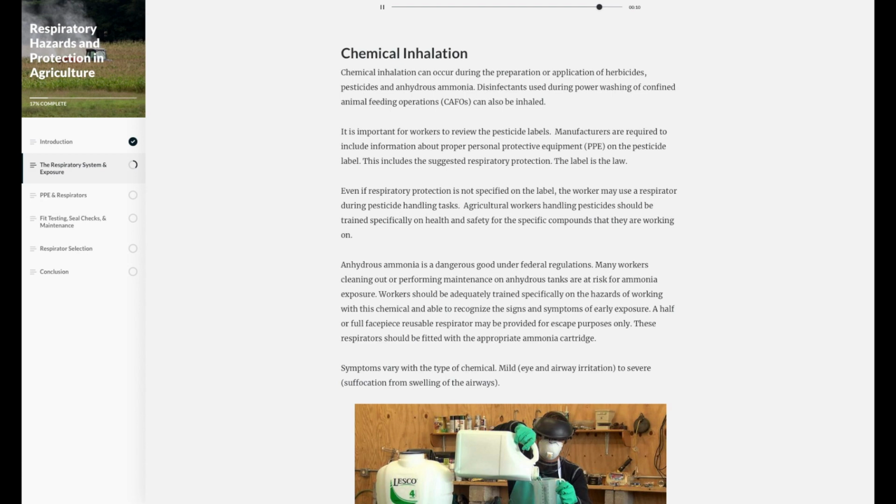Symptoms vary with the type of chemical. Mild, eye and airway irritation, to severe, suffocation from swelling of the airways.